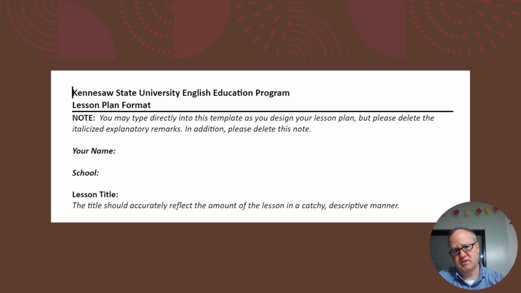So as you open the Kennesaw State lesson plan format, the first thing you're going to see here is just some various descriptors for the information that's needed. You are also going to see there that there are words, statements that are in italics. What you're going to do with this is you're going to simply highlight and delete the italics as it says in the text there next to the note. So you're going to use a template, type directly into it, but you're deleting all the italicized explanatory remarks as it states.